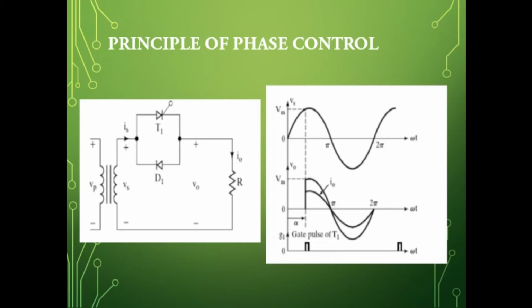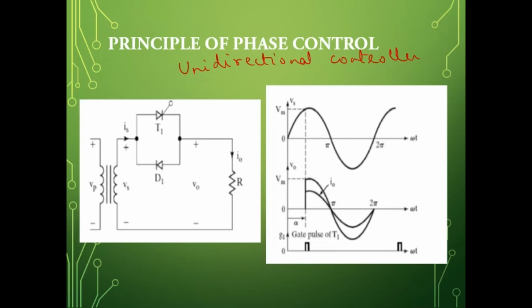So this is known as a unidirectional controller or single phase half wave AC voltage controller. That is because if you observe here, there are two different semiconductor devices. One is a thyristor and the other one is a diode. Only the thyristor is controllable, whereas the diode is an uncontrolled device.